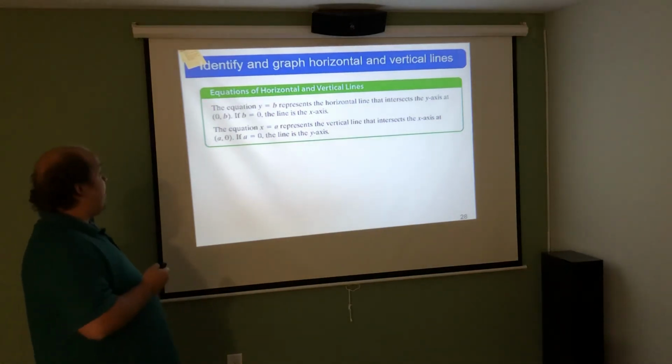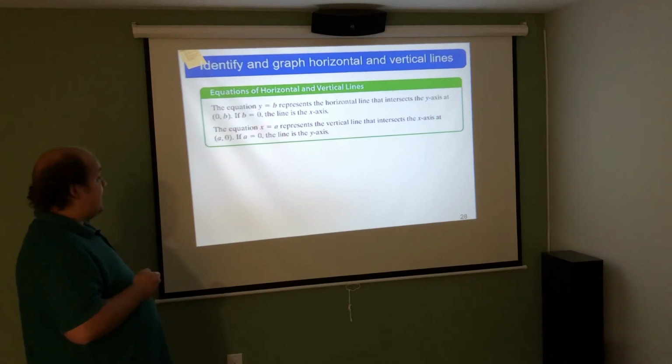So when I have horizontal and vertical lines, if the equation is y equals something, it's a horizontal line running at that value b. If it's x equals something, it's a vertical line at that value, x equals a.